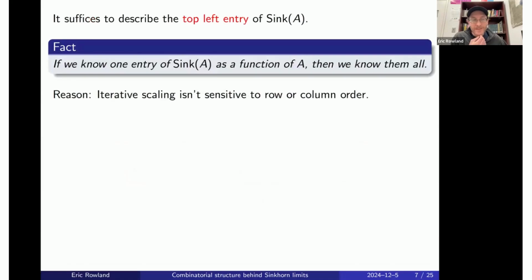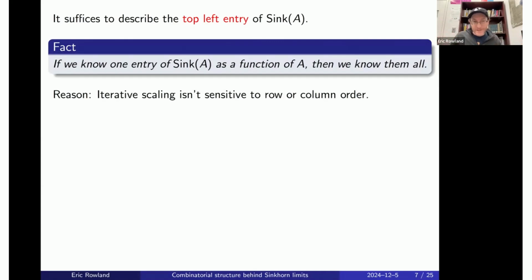I just want to pause here to mention that if we're looking at general matrices, it's actually enough to just describe the top left entry. That's why I've been focusing on the top left entry. Because if we know one of the entries of the Sinkhorn limit as a function of all of the entries of A, then in fact we know them all. That's because when you're iteratively scaling rows and columns, that process doesn't care about the order of the rows. If you change the order of the rows and scale the rows, you're still doing the same computation you did before, just in a different order. And same thing with the columns.